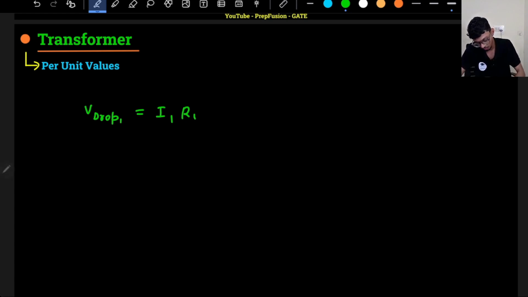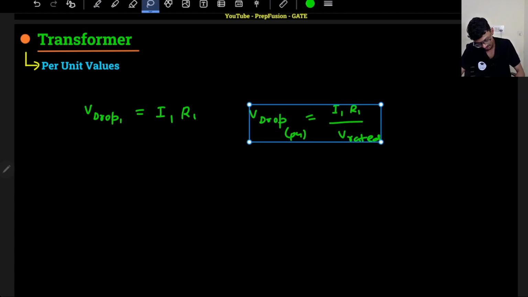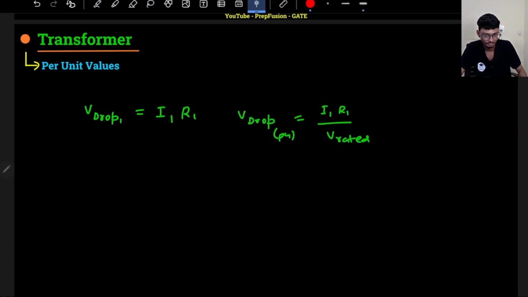So what will be the per unit voltage drop? What will be the value of the per unit voltage drop? So the per unit voltage drop will basically be equals to drop PU. It will be what? It will be this actual value I1 R1 divided by the V rated. Very simple, V rated. Okay. So what is this actually? At full load, what will happen? Because we want to discuss at full load.